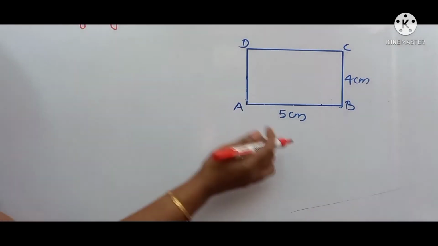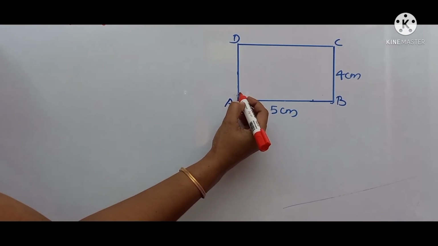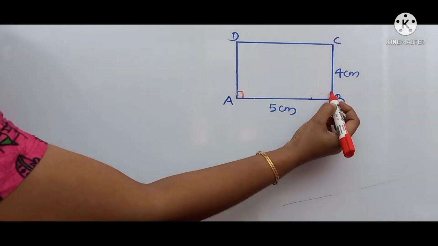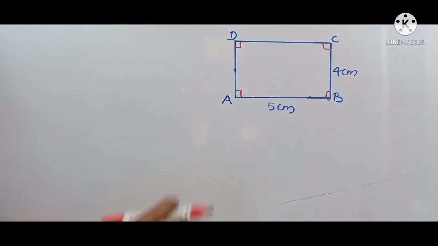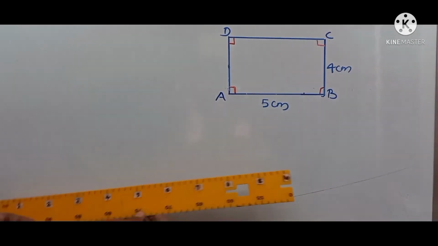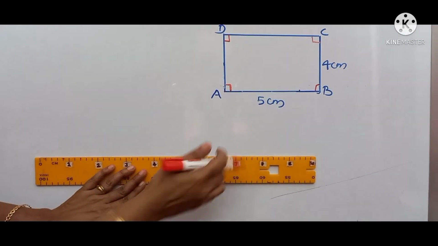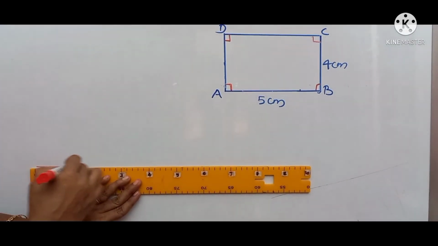Here we know it's a rectangle and two adjacent sides are given. One more thing we need, and we know that for a rectangle each angle is equal to 90 degree, and we are just marking that here. It is easy to construct this rectangle, and we have to draw AB with 5 centimeter first. AB 5 centimeter.